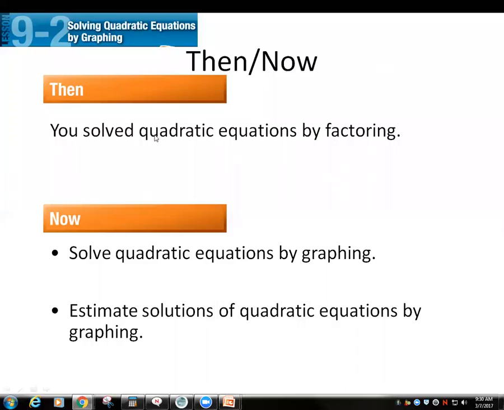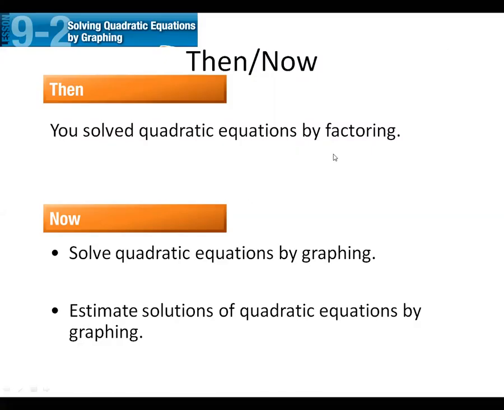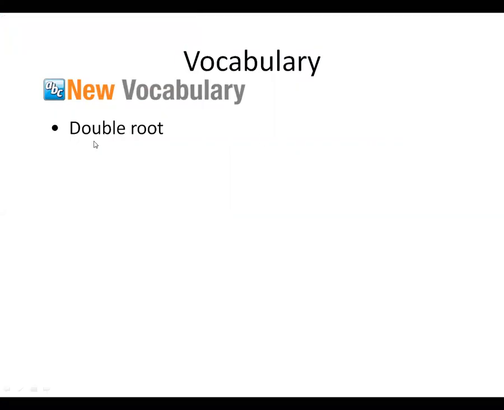All right, guys, getting into section 2 of chapter 9, we're going to solve quadratic equations by graphing. Previously we solved quadratic equations by factoring. That was back in chapter 8. Now we're going to solve them by graphing and estimate solutions of equations by graphing. So we're going to talk about something that's called a double root. That's one of the new vocabulary words.